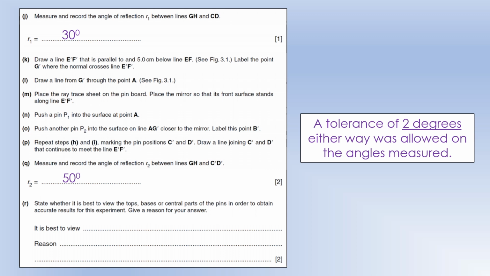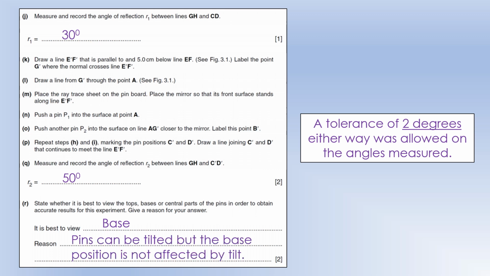State whether it's best to view the tops, bases or central parts of the pins in order to obtain accurate results, giving a reason. So we want to look at the base of the pins because we can't be sure we've actually stuck in the pins vertically or perpendicular to the tray, but if we look at the base, it doesn't actually matter too much. Okay, so that's the optics tray part of the tool.